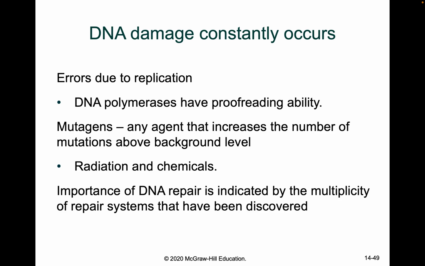So these are mutagens. DNA has to have some sort of way to repair these errors and repair these mutagens causing damage. It needs to, and there's multiple types of repair systems. Here today we're going to go through a small amount of them.